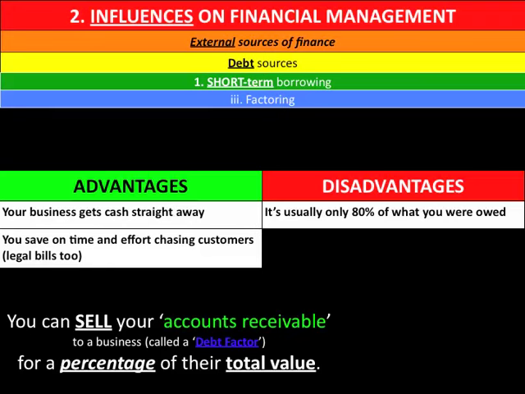The problem is that you usually end up getting like 80% of what you were owed, which is bad because, for short-term gain, yeah, it's good. But over the year, if you're doing a lot of factoring, if you're selling a lot of your accounts receivable, you're missing out on money that you could have had.